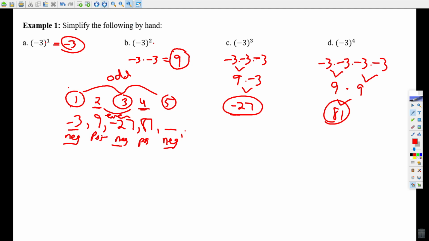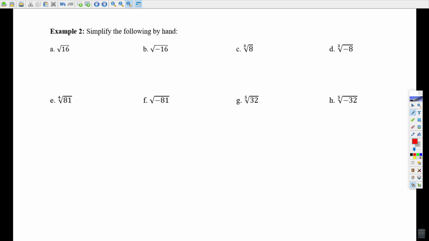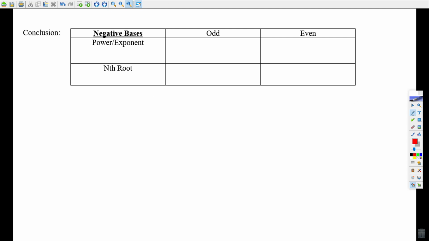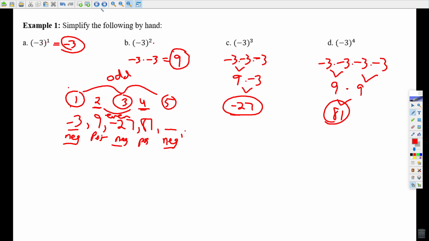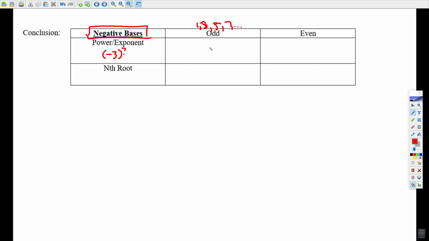So we're going to go down to the box on the next page, actually. And we're going to fill in this little table. Well, anytime you have a negative base, that's what this is about. It's only about negative bases. If you have a power exponent, like what we just did, an example, negative 3 to some power, anytime we use an odd power, like 1, 3, 5, 7, and so on, what did we say it was? If I go back, odd powers give you negative answers.